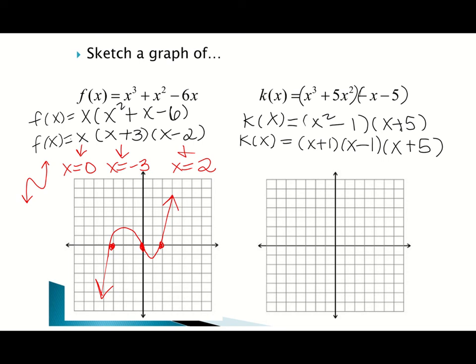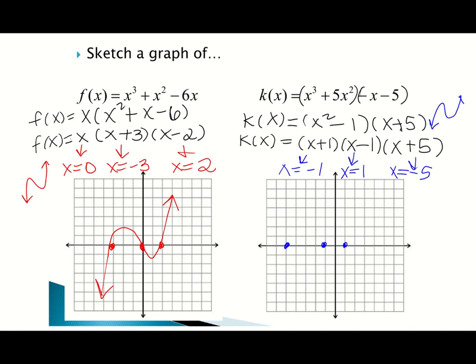If I look at my example on the right, I have a 0 at x equals -1, a 0 at x equals 1, and a 0 at x equals -5. So I can go ahead and plot these on my x-axis. I have -1, 1, and -5. This is a cubic positive, so I know it's going to be of this general shape, start down, end up.